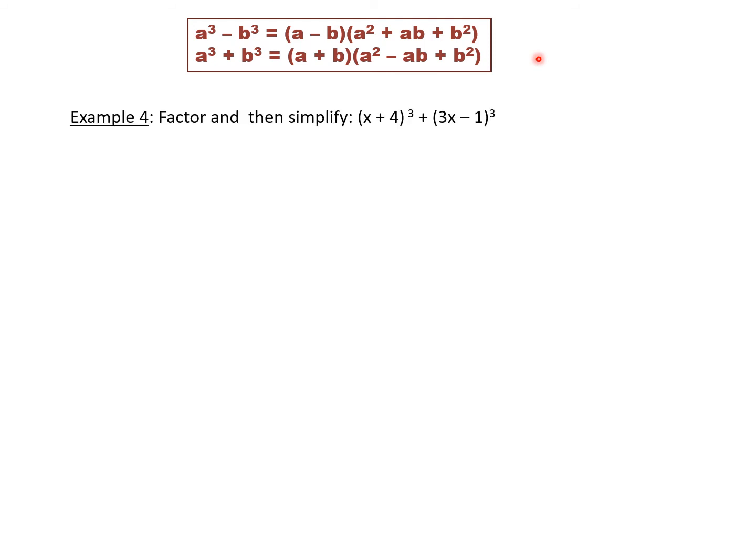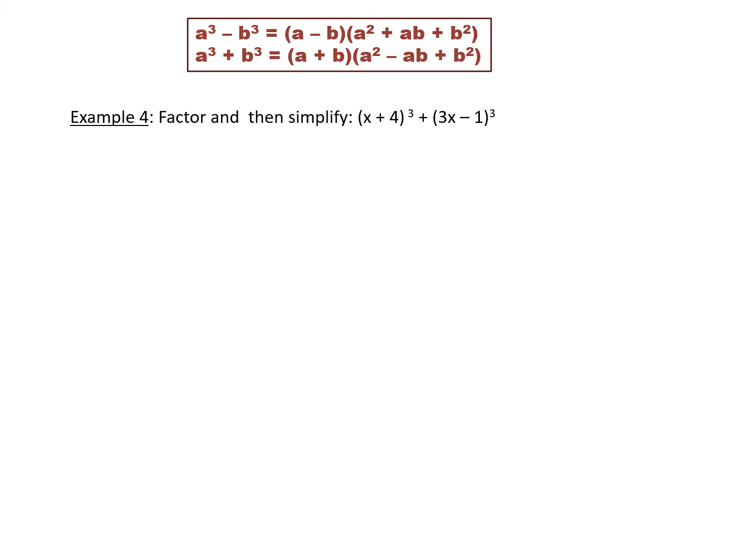Example 4, factor and simplify. So look at your equation here. This is a perfect cube. The power is 3. That's the easiest way to tell. This is a perfect cube, and we have a plus sign. So again, it doesn't matter what's inside the brackets. Nothing in here is a perfect cube, but this power means there are 3 of these brackets. So that's why it's a perfect cube. So what we have to do here is factor and then simplify.